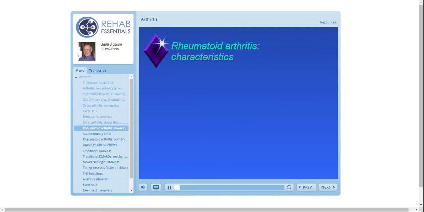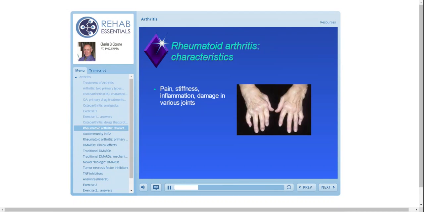We're now going to talk about a very different condition called rheumatoid arthritis. Characteristics here are pain, stiffness, inflammation, damage in various joints. They can be some of the larger joints in the body, like the knees and the hips, but often involve some of the smaller joints, the wrists, the metacarpophalangeal joints, and the interphalangeal joints of the hands, and the feet. Fairly common, affects about 1% of the population, much more common in women than in men.